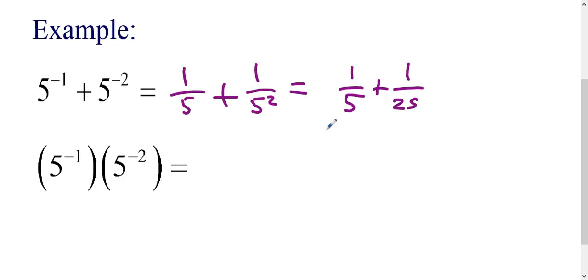And then those are fractions with a plus sign in between, so you can do that. Been able to do that since like 3rd grade. So 1/5 plus 1/25. You need to have a common denominator. So we can multiply this one by 5 over 5 to get that common denominator. So that's 5/25 plus 1/25 is 6/25.